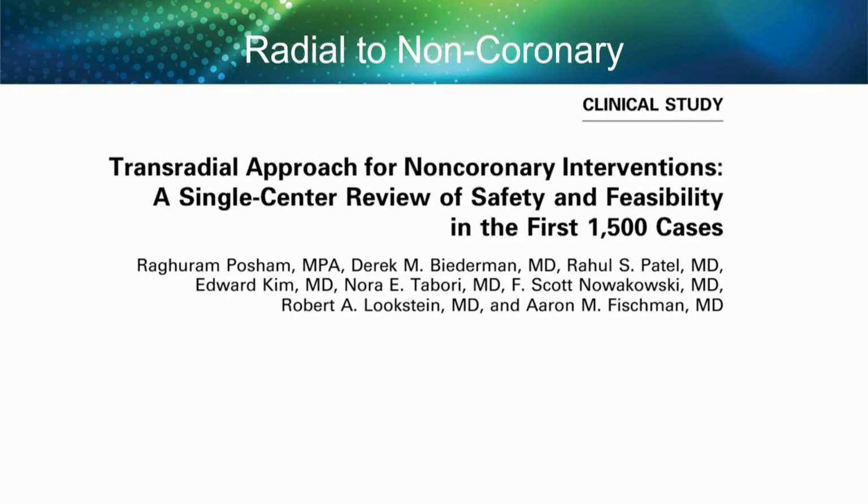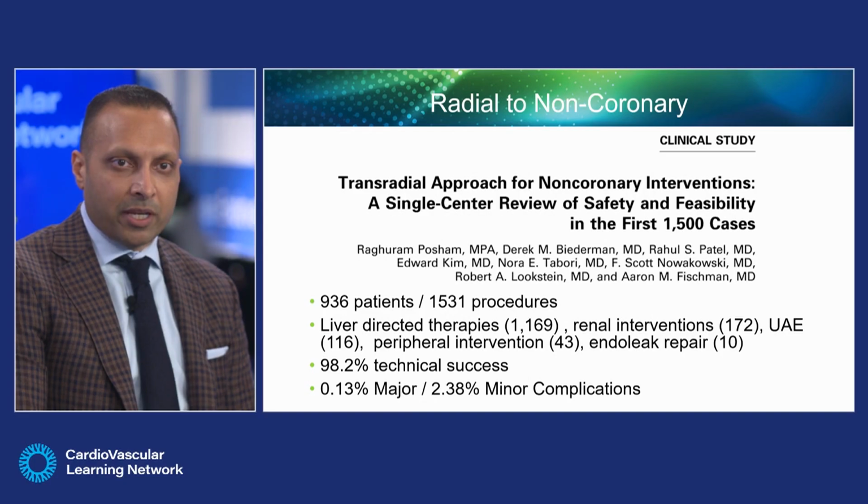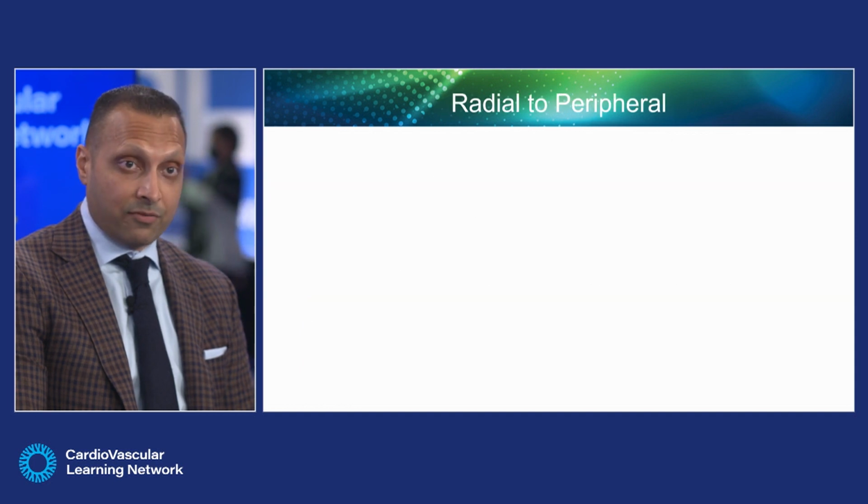Out of the Mount Sinai group, over 1,500 cases were reported in over 900 patients. And these were mainly visceral artery catheterizations, including liver-directed therapies and renal interventions. However, a number of pelvic interventions for fibroid embolization or peripheral interventions, namely in the iliacs, were performed with extremely high technical success rates and very low complication rates with relation to the access itself.